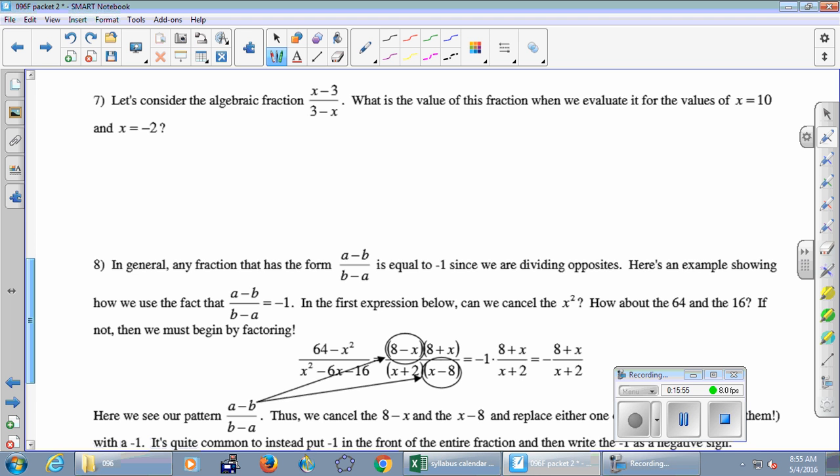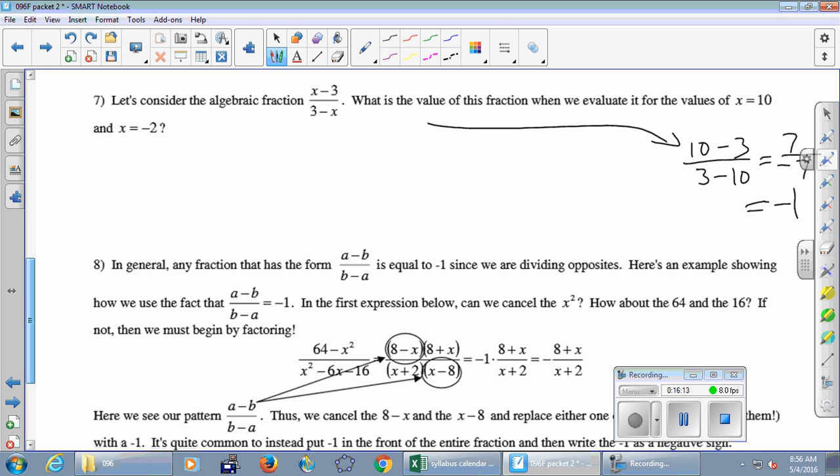So x equals 10. Upstairs we go 10 minus 3. Downstairs 3 minus 10, right? So down is a negative 7. Upstairs 7. So when we reduce, negative 1. Okay, fair enough.